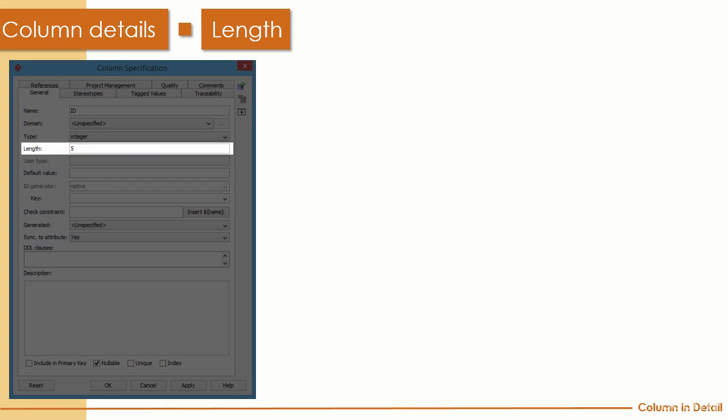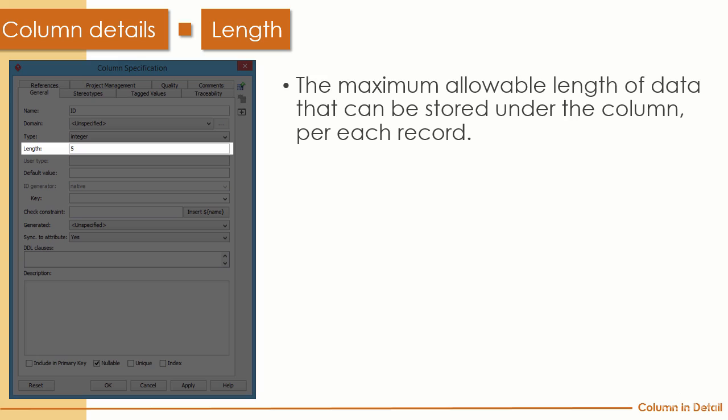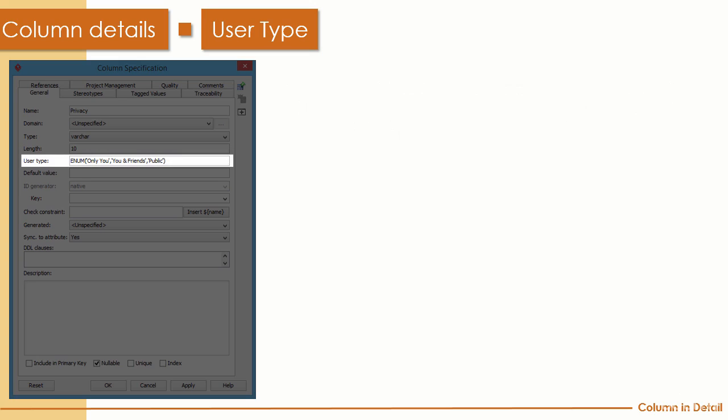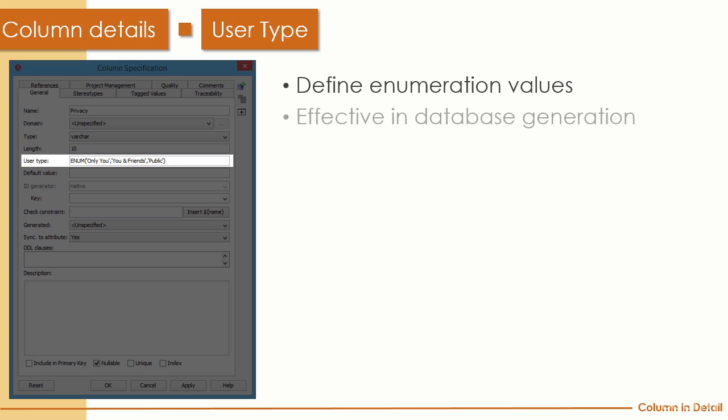And then you can configure the length. The length is about the maximum allowable data to store in that column. If you're talking about varchar, that means how many characters you can put into this column. The user type. User types is for you to define your own types rather than using the database built-in data type. For example, you use enum to build your own settings. And the user types are only effective when you generate the database.